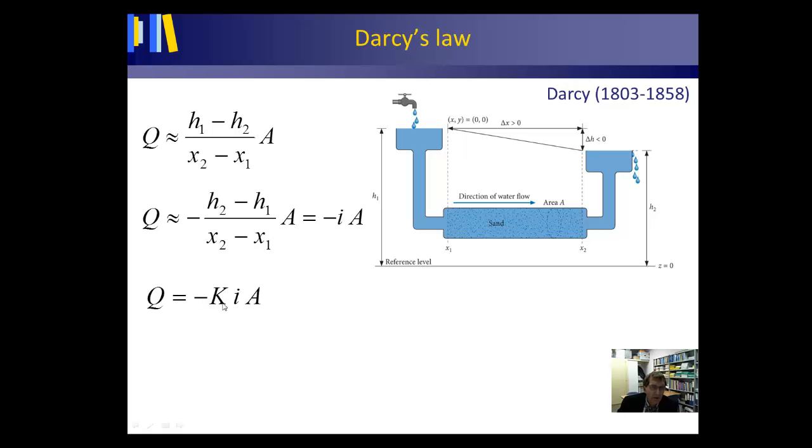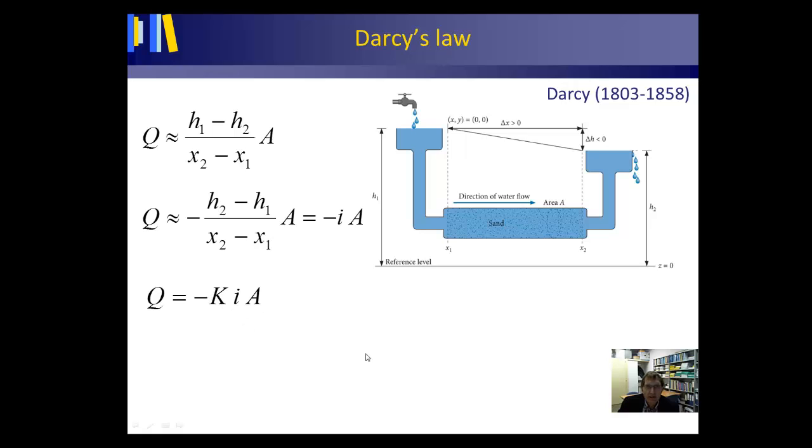And why is that? It's because if you look at this equation, this is in cubic meters per day. This is meters divided by meter, so that's dimensionless. And of course, A is in square meters. So if we have square meters here and cubic meters per day there, we're still lacking a term in meters per day. And that's this term K, which is called the hydraulic conductivity.